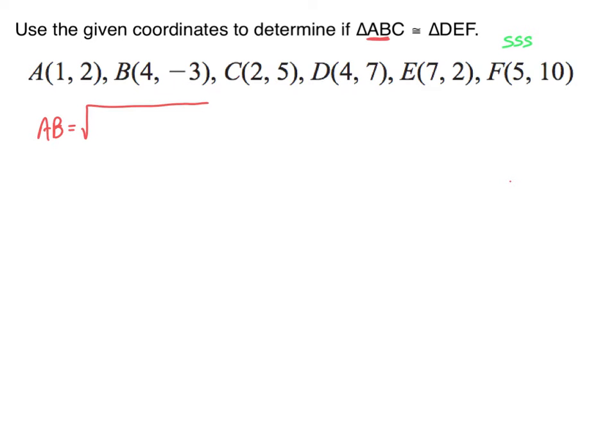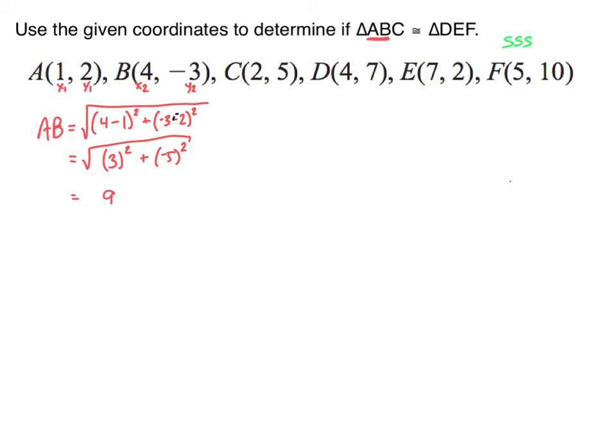Again, it's the square root of x. So here's x1, y1, x2, y2. I'm going to go x minus x: 4 minus 1 squared plus negative 3 minus 2 squared. If I add the opposite, then I will get 4 minus 1 is 3 squared plus negative 3 plus negative 2, which is negative 5 squared, and that's the square root of all this.